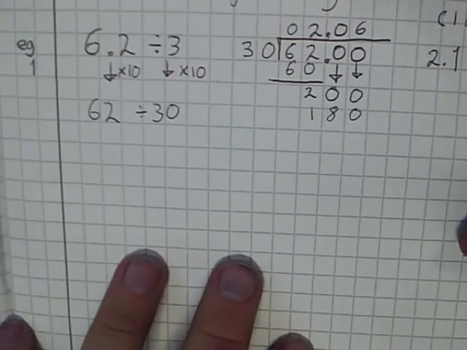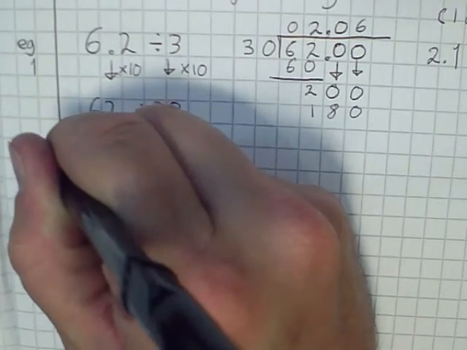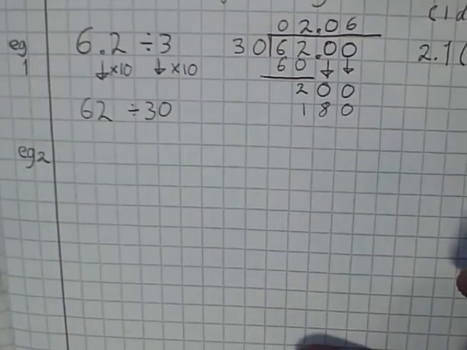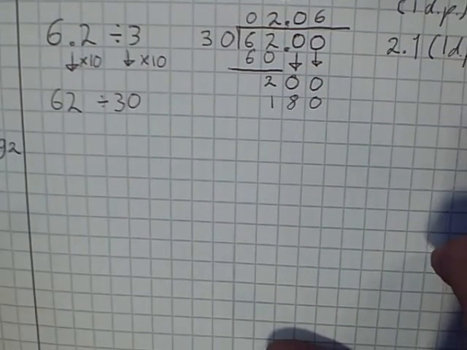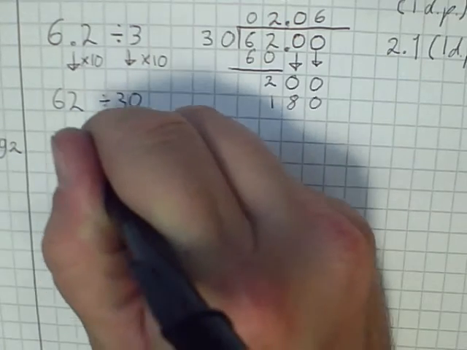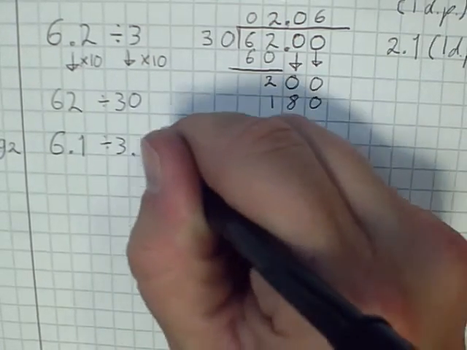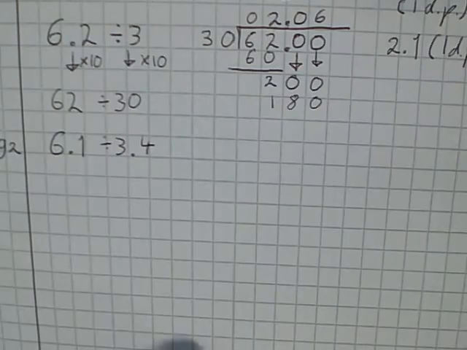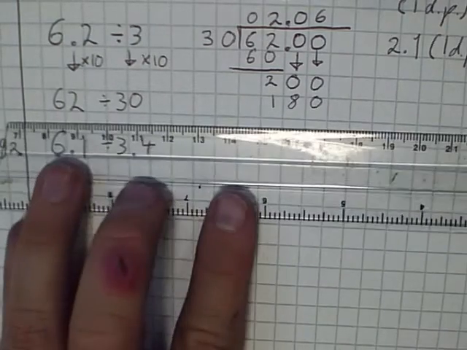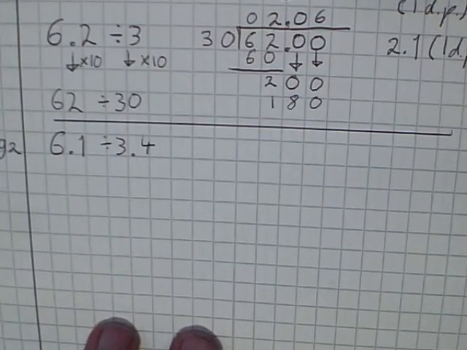So, looking at the second example, EG2. Okay, so my second example is, let's take something like 6.1 divided by 3.4. I'm going to rule off this first one to make it clear. Okay, so 6.1 divided by 3.4.